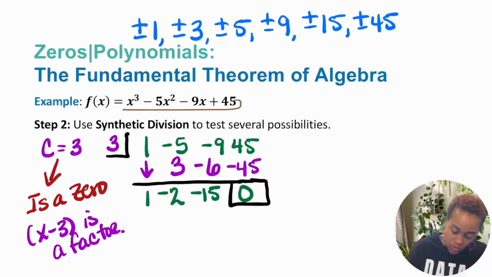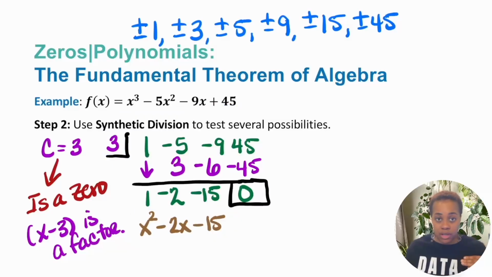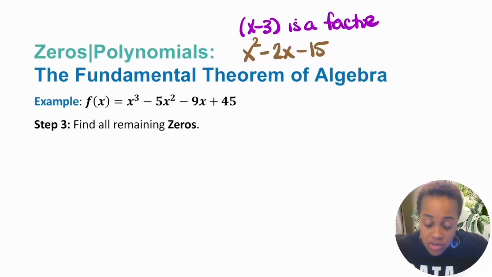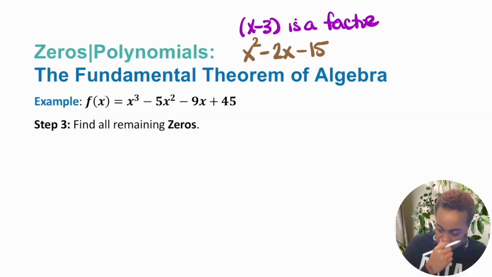And now we're going to go from x cubed to x squared, right? So this is going to be x squared minus 2x minus 15. You're like, Dr. B, where'd you get that from? We started with x cubed. We divided this polynomial by this 3. And when you divide, it goes down a level lower. So we have this x squared minus 2x minus 15, and then we have x minus 3 is a factor. Okay, so x minus 3 is a factor, and x squared minus 2x minus 15 was the quotient.